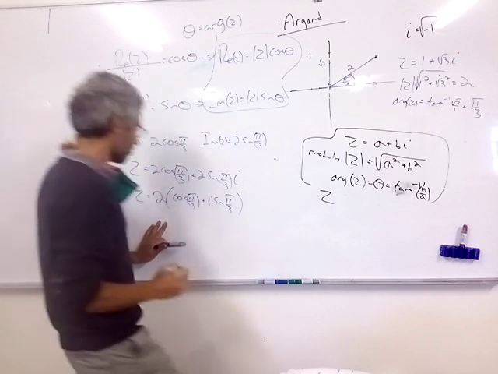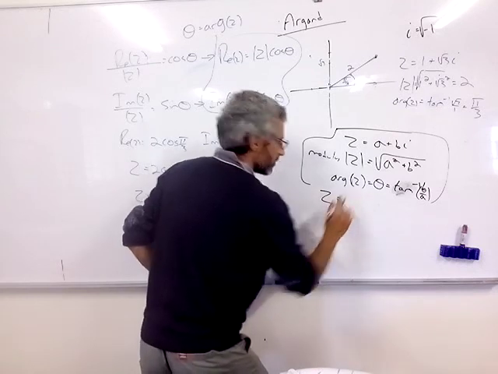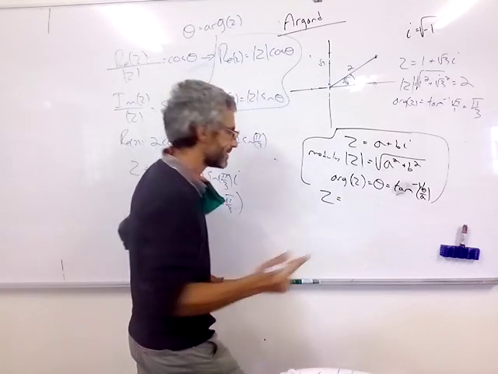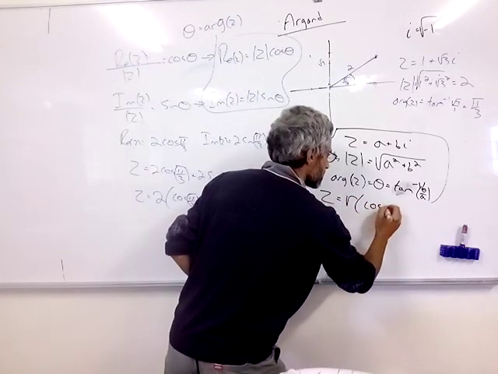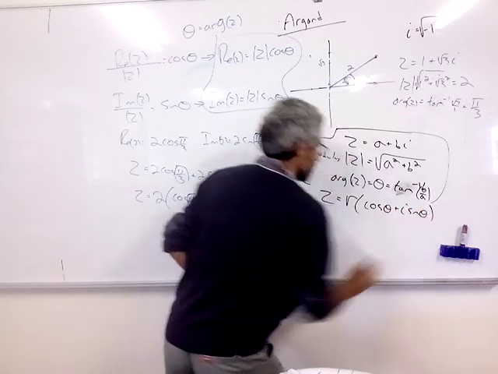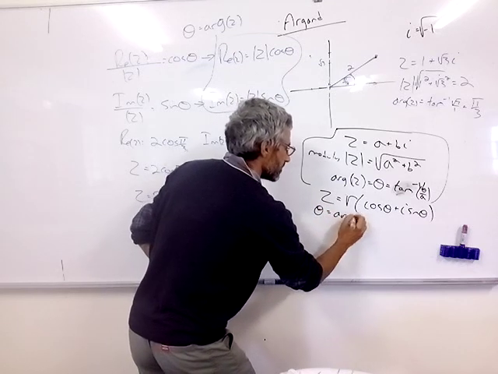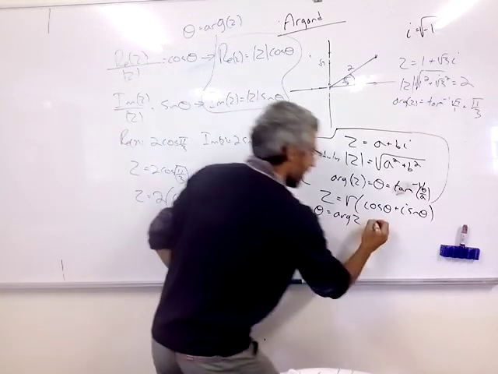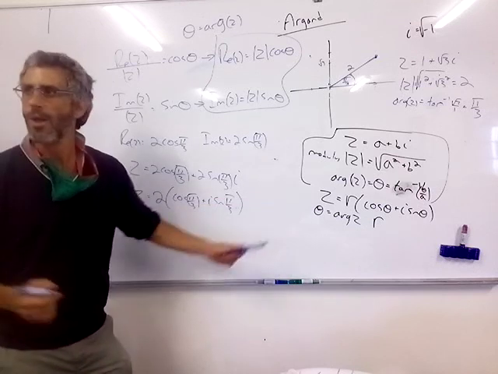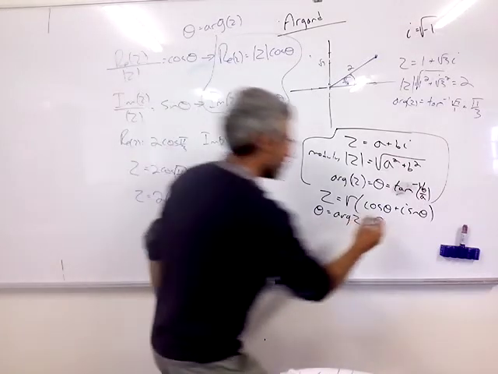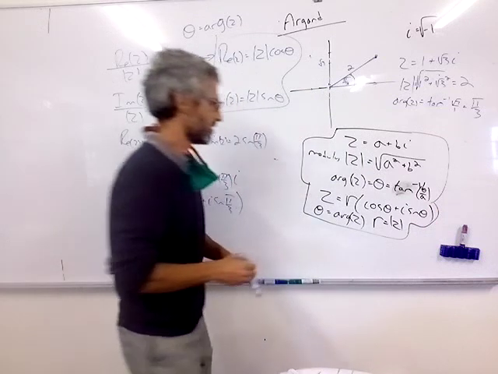So in the general case, z will be equal to r times cosine theta plus i sine theta, where theta, you already know what it is. Theta is the argument of z, the angle from the x-axis. And r, what should the r be? I didn't use r before, but you should know what r is by looking. It's the modulus, the length. It's the modulus of z.